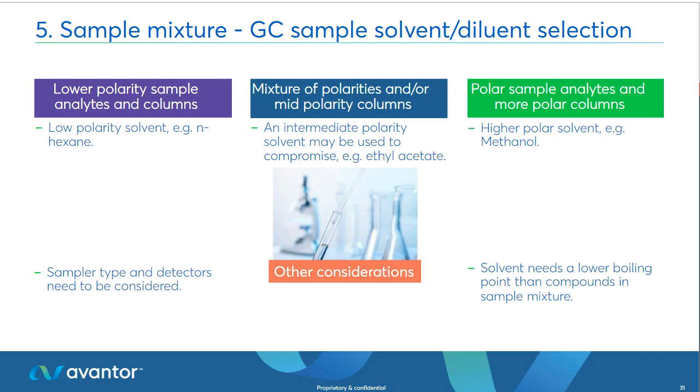If you've got a mixture of polarities in your sample mixture, or you're looking at using mid-polarity columns, then you can use an intermediate polarity solvent as a compromise, so maybe ethyl acetate. So these are a few things that you need to consider, and this is where, again, application notes are very helpful. Other considerations are sample types and detectors need to be considered because they have limitations and may need more considerations when it comes to the solvents that can be used. And also, when you're doing standard GC injections, the solvent needs a lower boiling point than the compounds of the sample mixture.